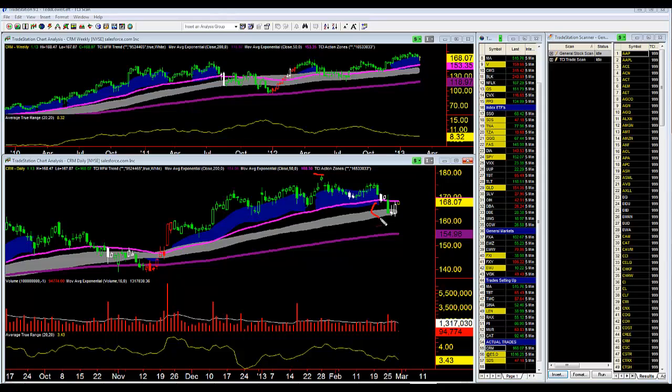Granted, starting to take out that 50 exponential, but we're right between the gray action zone here. Made a lower high and a lower low here. Close near the lows of the day, but when the market came down and took out the low of that bar and then completely reversed later on in the day and took out the high, that's the reason why I went long at the 166.88.